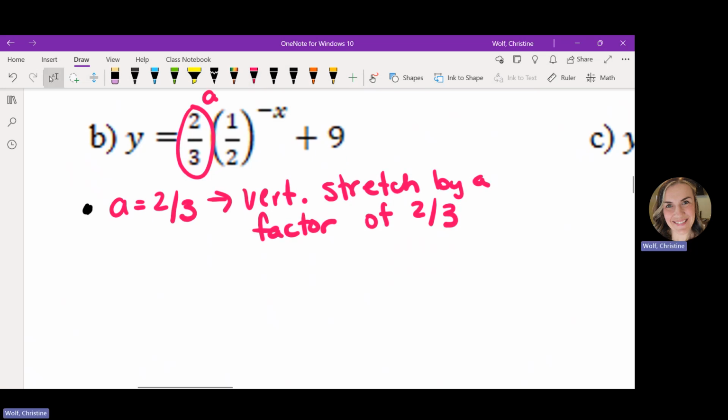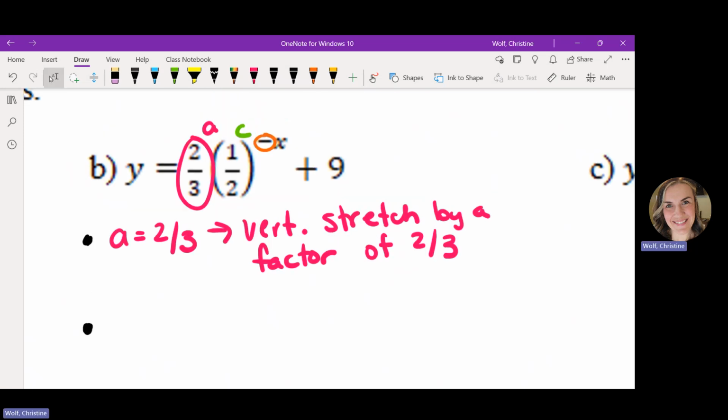1/2, that's my C. He's fine. That's not a transformation. We don't write him down. That's just the base. The next thing I run into is this guy right here. Someone tell me, what letter is that negative actually attached to? B. It's actually like this is a -1x. We just don't see the 1. But my B value is actually -1.